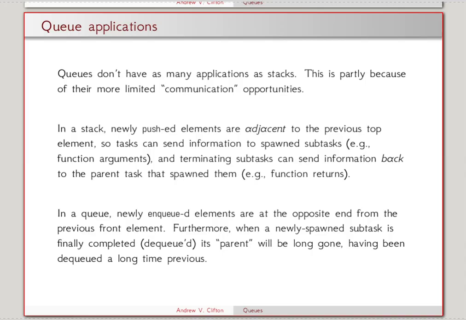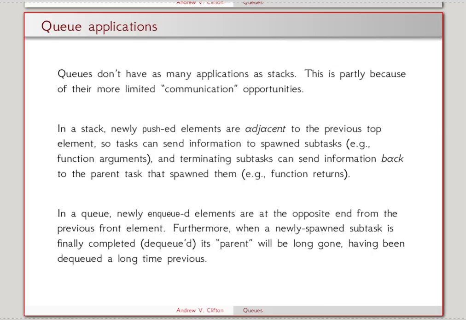But in a queue, new elements go way at the back end of the queue. When a new thing goes at the back of the queue, the thing that spawned it at the front of the queue is going to be gone. It's going to be dequeued after a long time. So there are not as many communication opportunities. Queues are mostly used for independent tasks, where the tasks aren't communicating with each other. They're just doing their thing, and we're just using a queue to keep things fair, keep things in line.